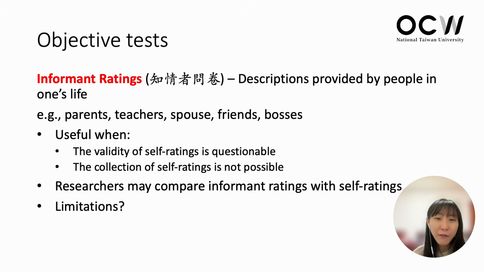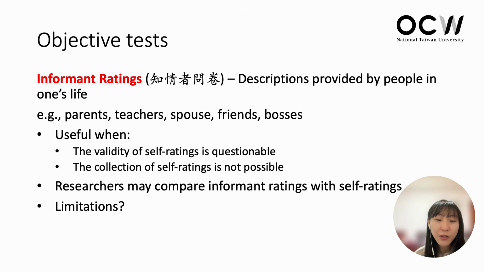When the collection of self-ratings is not possible, like with infants and cognitively impaired older adults, we may utilize informant ratings. This is to utilize descriptions provided by people around them, like parents, teachers, spouse, friends, or both. This is useful when the validity of self-ratings is questionable, or the collection of self-ratings is not feasible or possible. And nowadays, researchers may do self-ratings and also informant ratings at the same time and make comparisons.